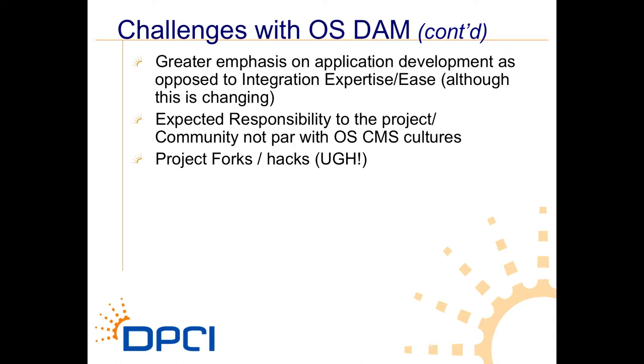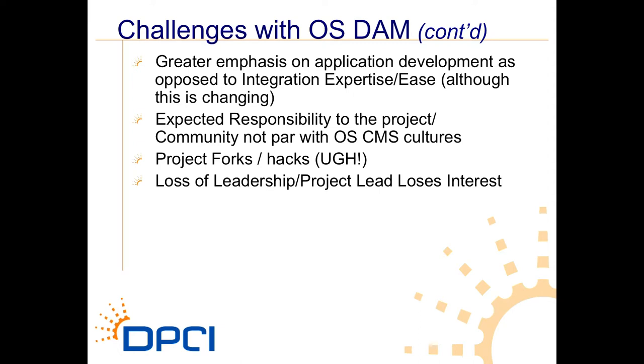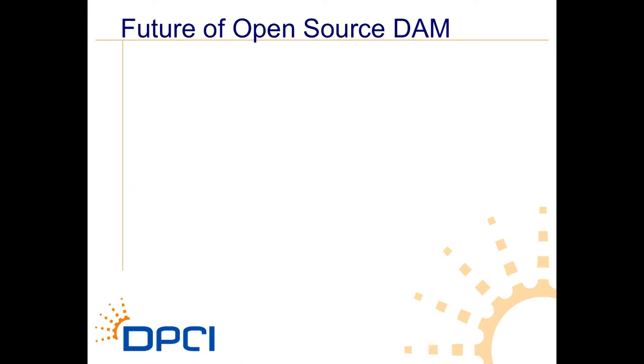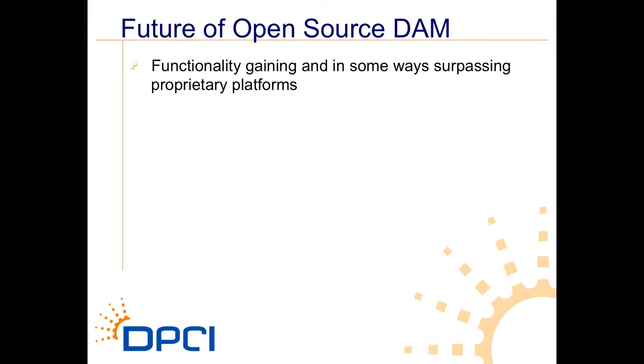There's also been hacks and project forks. It might be similar to the way things were at Drupal at 4.7, if anybody was around back then, where people were just doing whatever they wanted to do. And then loss of leadership or project lead burnout. So just trying to plow through a few more slides here. We're doing okay on time.